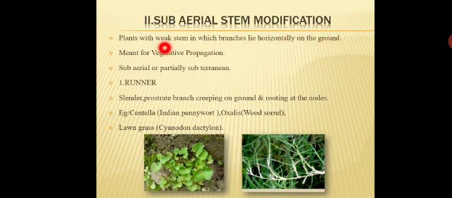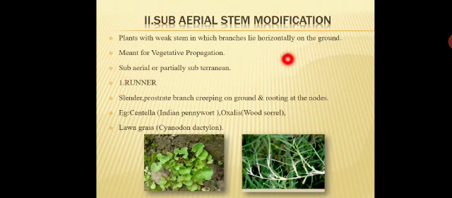Here, in the subaerial stem modification, plants have a weak stem, with branches lying horizontally on the ground surface. These are the main characters of the subaerial modification. The subaerial stem modification is mainly meant for vegetative propagation purposes. It is otherwise called partially subterranean or subaerial.